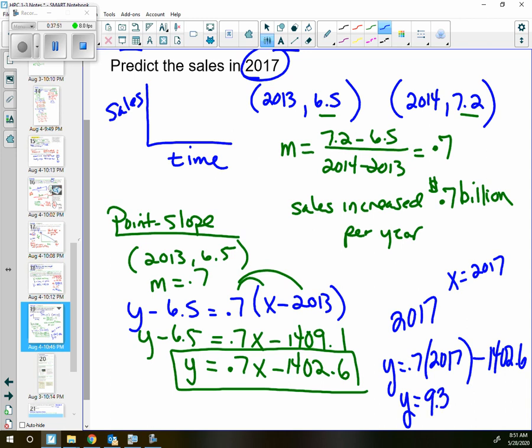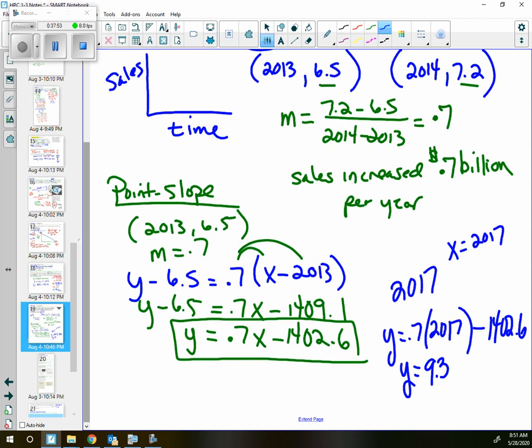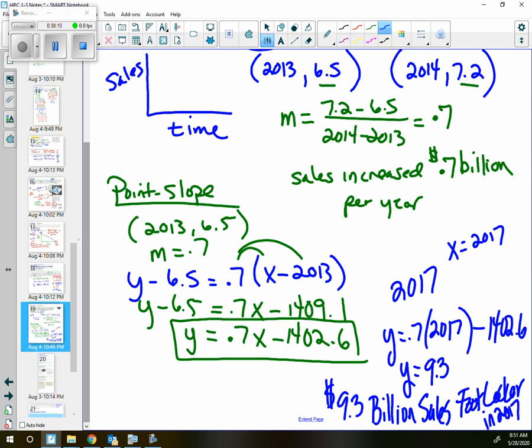All right, so what does 9.3 mean? That means 9.3 billion. Remember, it's not just $9.30. $9.3 billion of sales for Foot Locker in 2017. Remember to be super specific. So where were these sales? What are the units? How much? When did that occur?